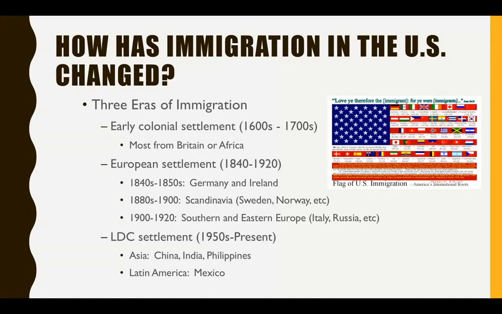We move into the second phase or era here of immigration. We have European settlement. And so you need to know those specific dates too, the 40s, 50s, the 80s, the 90s, and the 80s to the 1900, the 1900 to the 20s. You need to know where those people are coming from. Yes, they're all European, but they are coming from distinct backgrounds, and the culture they bring with them is going to greatly shape the United States as well.